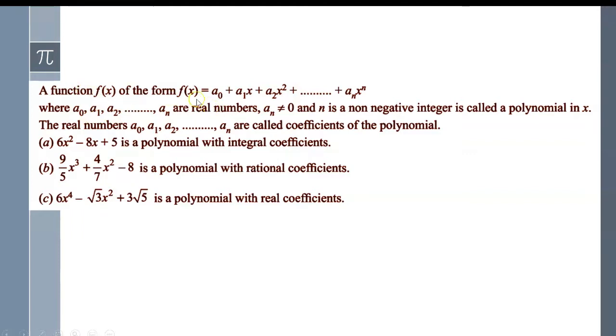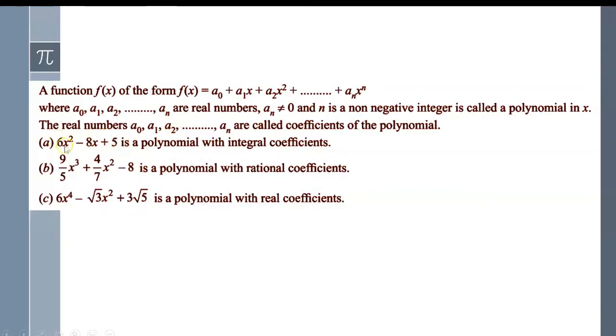So consider a function of this particular formula, where these coefficients are real numbers and n is a non-negative number, okay, then it is called a polynomial in x. So this is the definition of a polynomial. For example, if we write x to the power minus 1, that is a1 divided by x, so instead of x to the power 1, we replace it with x to the power minus 1, then this expression will not be a polynomial. So in order to be a polynomial, the powers have to be non-negative. And the coefficients have to be real numbers like a0, a1, a2 and so on.